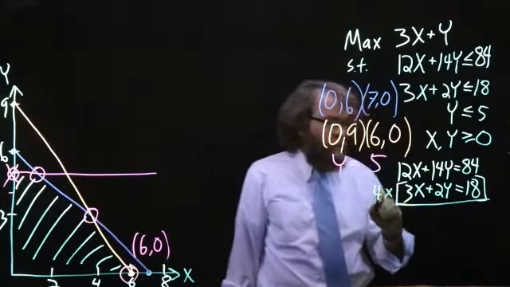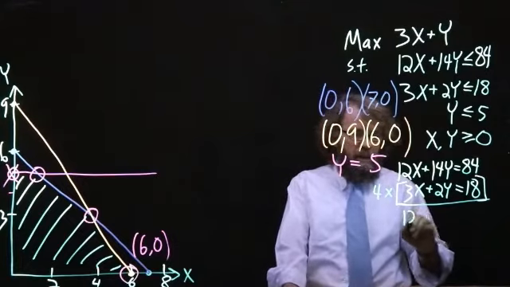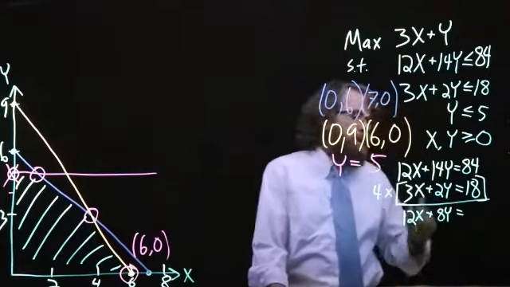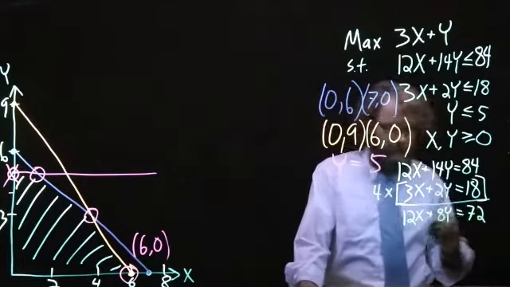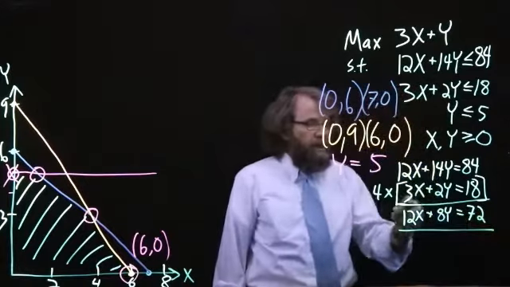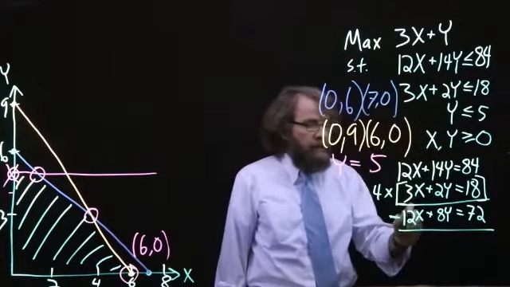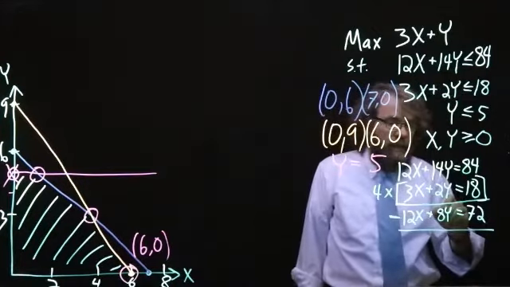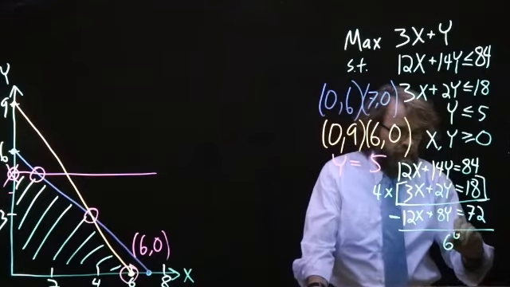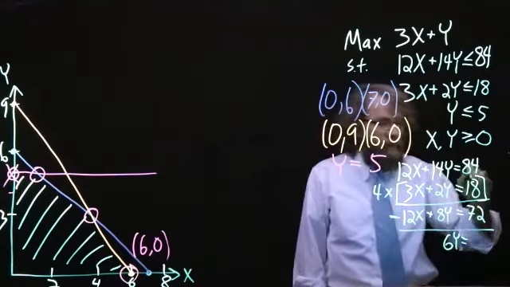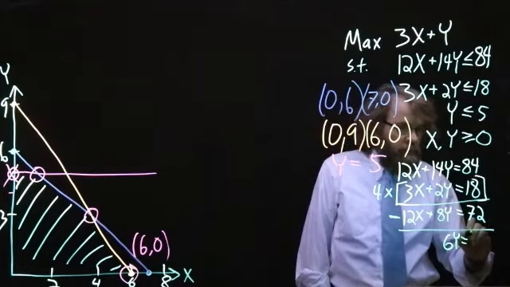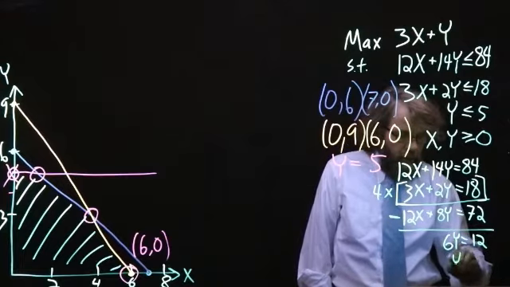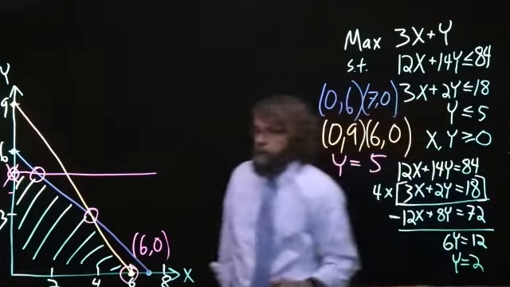So 4 times that whole row. That will give me 12x plus 8y equals 72. Then I'm going to take the top one and subtract this bottom one. 12x minus 12x, 0x, it just goes away. 14y minus 8y gives me 6y. And then 84 minus 72 gives me 12. So y equals 2.